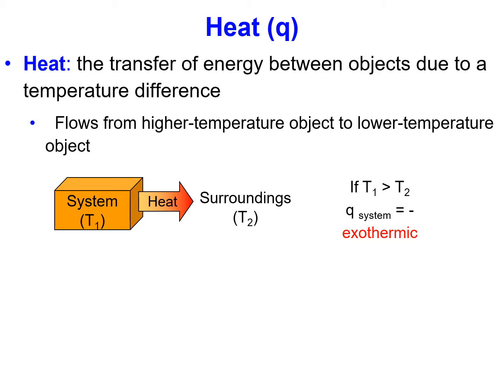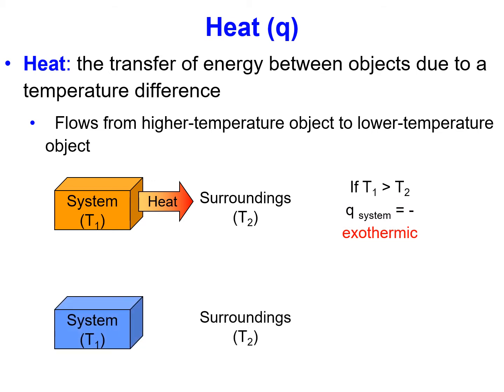Q is actually negative. If your system is cold and your surroundings are warm, the heat flows from the warm surroundings into the system, and that's endothermic. We always talked about endo and exothermic, and now we're going to put this as if Q is positive, it's endothermic, and if Q is negative, it's exothermic.